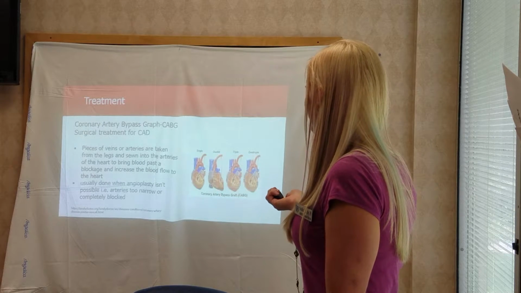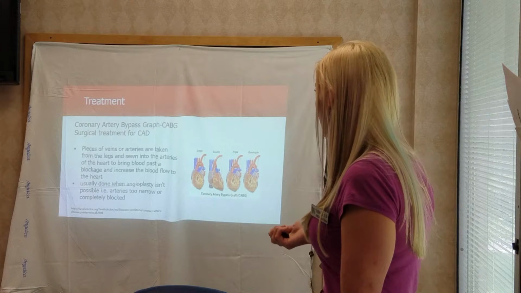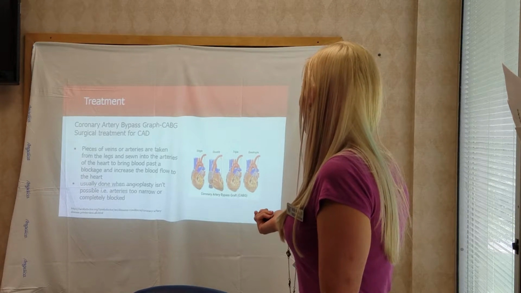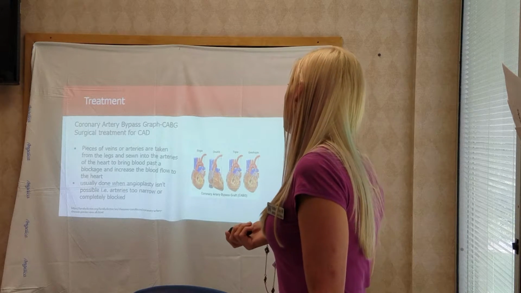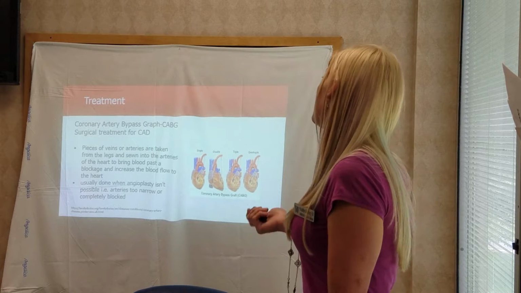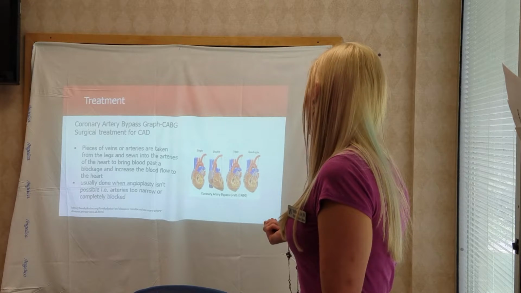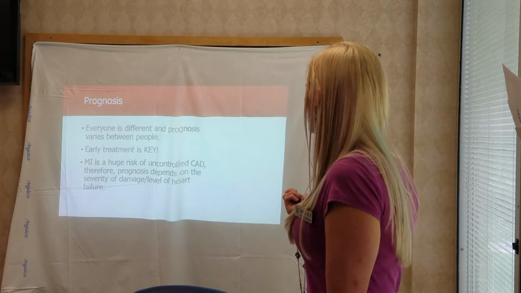Did y'all see that? Coronary artery bypass graft, or cabbage, as we call it. It's a surgical treatment for CAD. Pieces of the veins or arteries are taken from the legs and sewn into the arteries of the heart to bring blood past the blockage and increase blood flow to the heart. Usually done when angioplasty is not possible. There's probably too many blockages, or the arteries are too small.